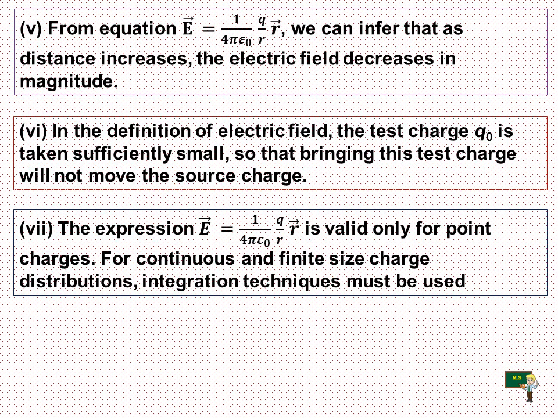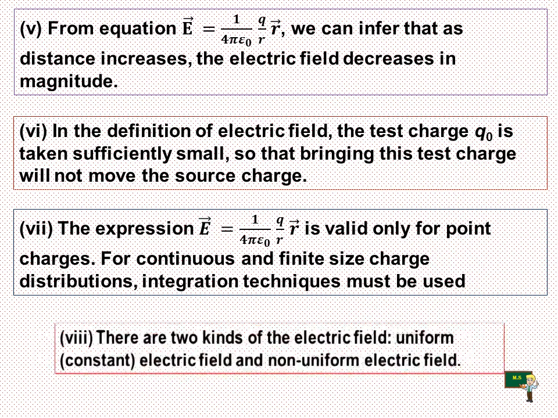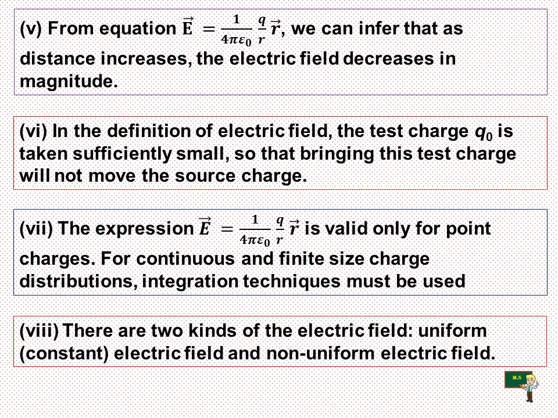Seventh one, the expression E is equal to 1 by 4 pi epsilon 0 Q by R square into R cap is valid only for point charges. For continuous and finite charge distribution, integration techniques must be used here. The last point, there are two kinds of electric field. One is uniform, that means a constant electric field, and another one is non-uniform electric field.